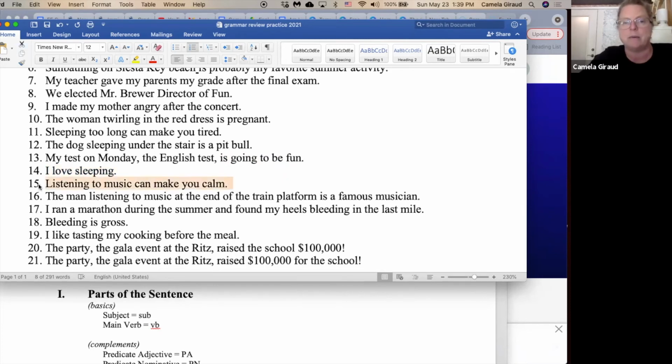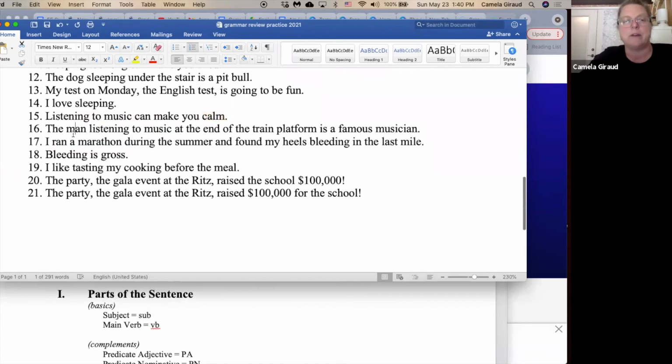Here's another example. Listening to music can make you calm. What's the thing that can make you calm? Listening to music. So that is a gerund. Can make is the verb. You is the direct object. And notice how the word calm goes back to modify you, right? So that is an object complement.